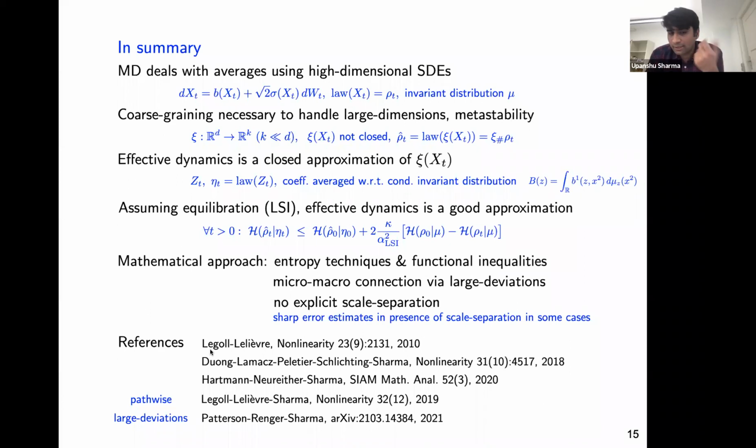Okay, if you're interested in this kind of question, then how this links to molecular dynamics, I would suggest you read this first paper by Legoll and Lelièvre, which was somehow a seminal work in this direction, which made it mathematical. All the results I showed today are in this paper with Lara Neureither and Carsten Hartmann. And if you're interested in this connection of large deviations and Wasserstein gradient flows, we recently put up a paper on arXiv, and in its introduction, we tried to explain these connections a little bit.